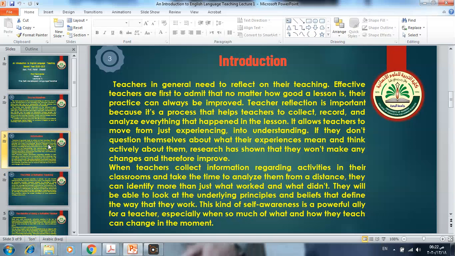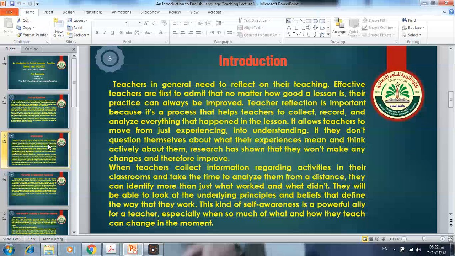Now, introduction. Teachers in general need to reflect on their teaching. So teachers in general, whether they are new teachers or old, experienced teachers, they all need to think about their teaching. They need to analyze their teaching.